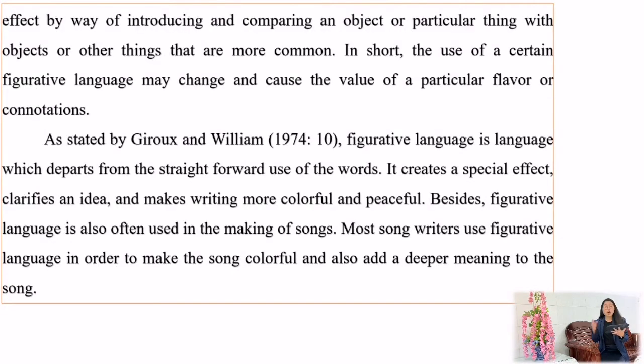Figurative language, which is also known as figure of speech, is used to elevate and enhance the effect by introducing and comparing an object or particular thing with other objects and things that are more common. In short, the use of a certain figurative language maintains and counts the value of a particular flavor or connotations. As stated by Perrine, figurative language is language which departs from the straightforward use of the word. It creates a special effect, clarifies an idea, and makes writing more colorful and more powerful.